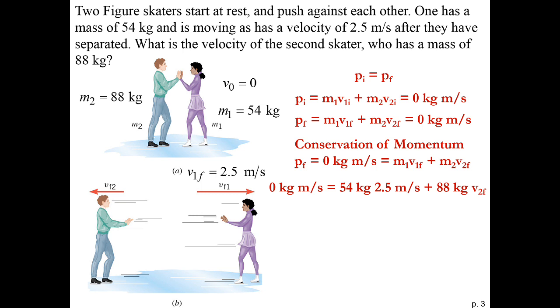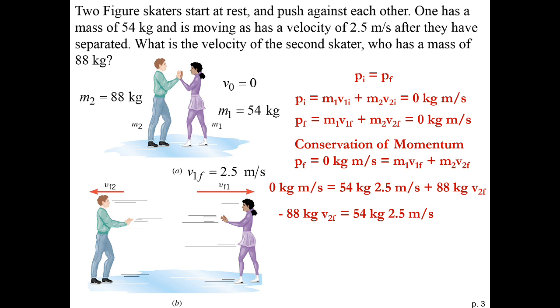Now we can plug in what we know. One of our skaters has a mass of 54 kilograms and a velocity of 2.5 meters per second, and the other has a mass of 88 kilograms and an unknown velocity. So we know that the sum of those two momentums must be equal to 0. First of all, the velocity of the second skater must be to the left, because in order for the total momentum to go to 0, if one is going to the right, then the other has to be to the left.